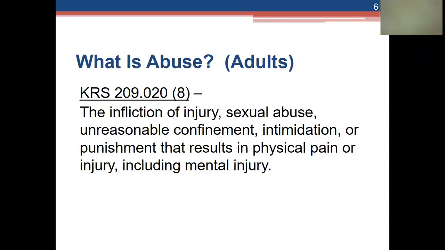Now let's move on to abuse and neglect. Abuse in adults is defined by the infliction of injury, sexual abuse, unreasonable confinement, intimidation, or punishment that results in physical pain or injury, including mental health. Any indication of abuse requires you to submit a critical incident report, and it must also be referred to APS or CPS.